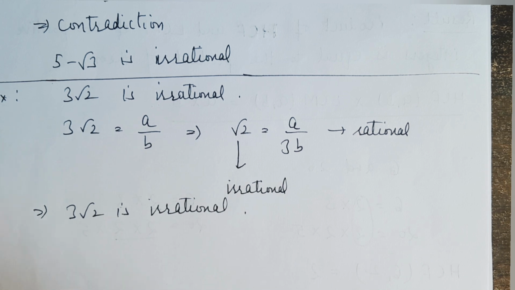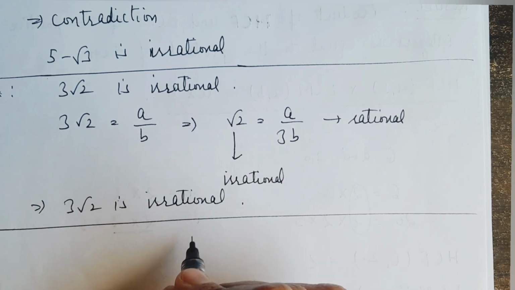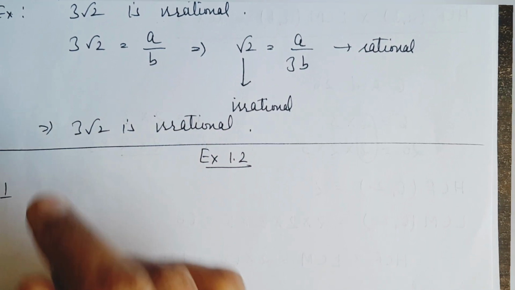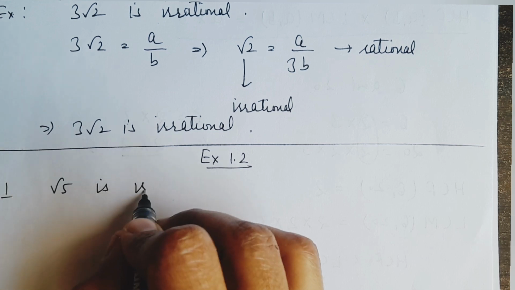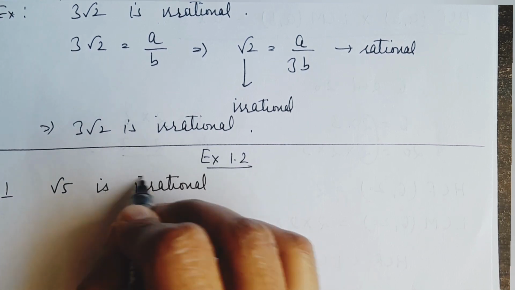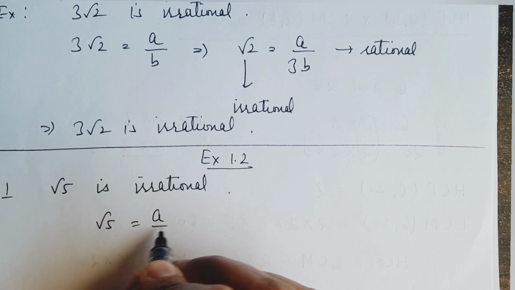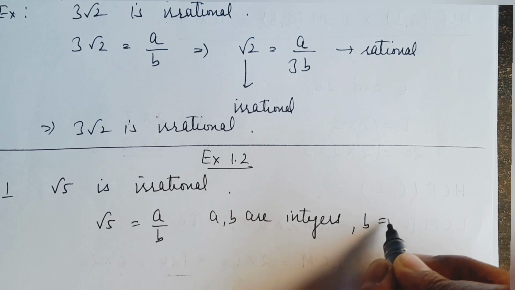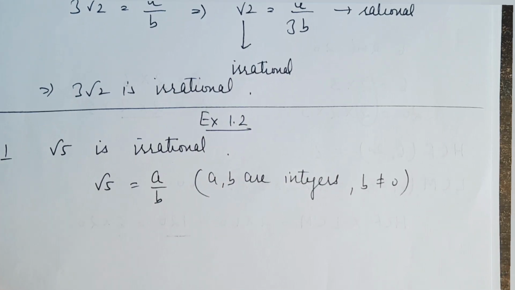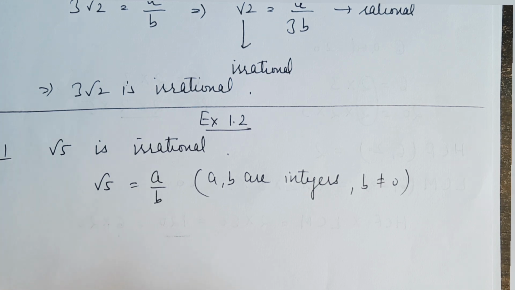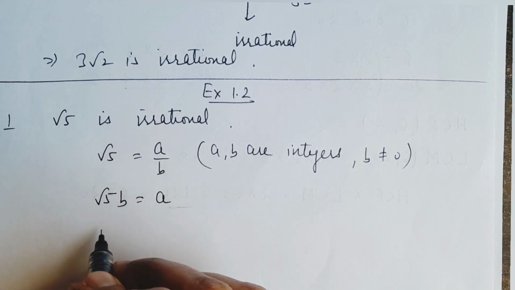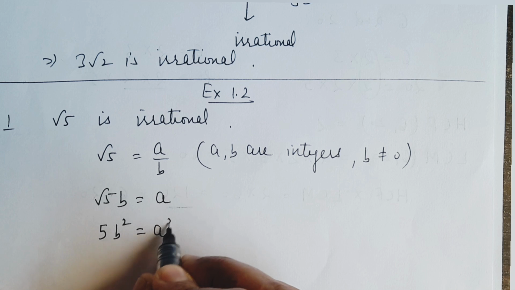Suppose in the exercise, NCERT exercise 1.2, question number 1, that is √5 is irrational. So, we can prove √5 irrational. How? Suppose let's take √5 as a rational number a by b, where a and b are integers and b is non-zero. Now, as in the previous question, we will shift b here: √5 b is equal to a. We will square both sides, so it will be 5b square is equal to a square.